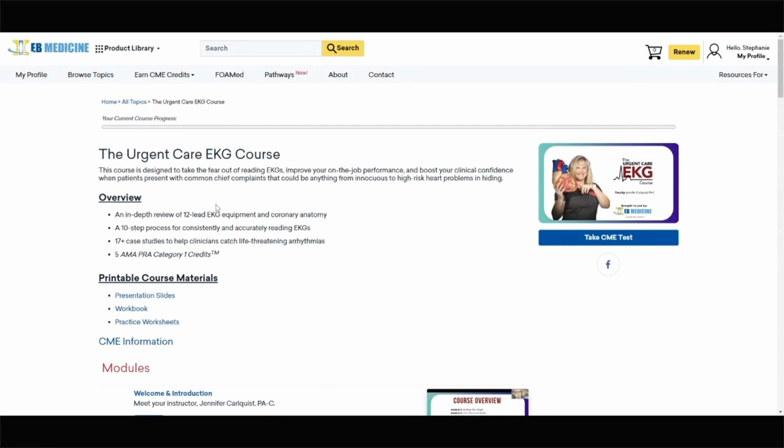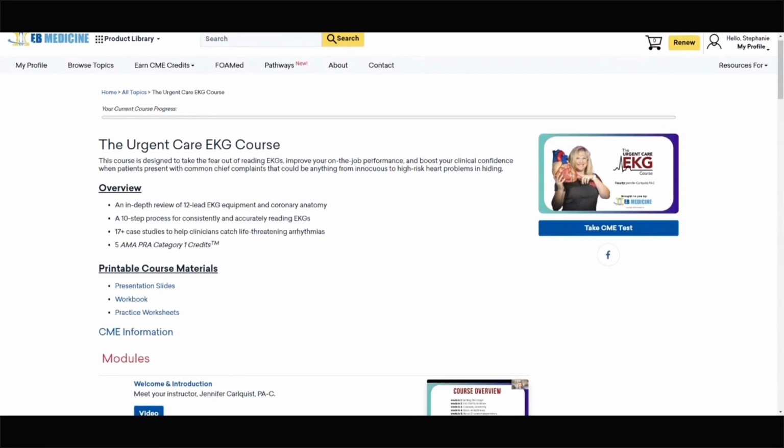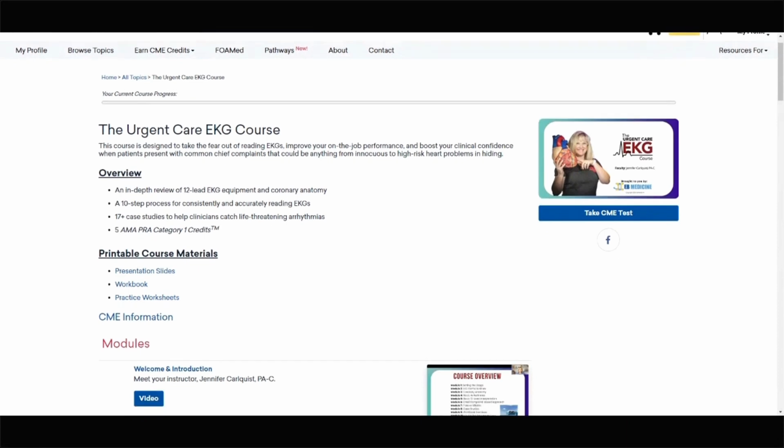So the urgent care EKG course is going to provide you with an in-depth review of the 12-lead EKG equipment, coronary artery anatomy. We're going to provide you with a detailed 10-step process to accurately interpret EKGs. We're going to reinforce the concepts and information through patient cases that are going to help you to catch life-threatening arrhythmias. And in total, the entire course comes with 5 AMA Category 1 CMEs.